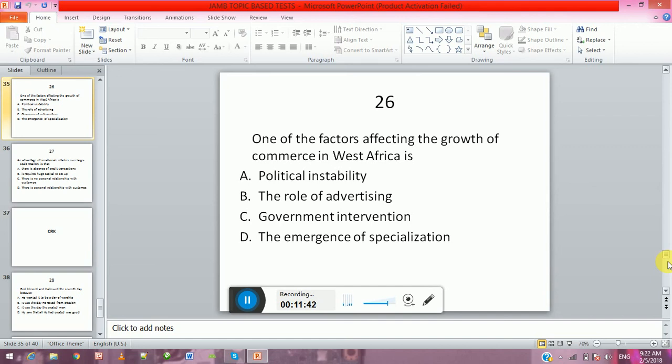One of the factors affecting the growth of commerce in West Africa is A. Political instability, B. The role of advertising, C. Government intervention, D. The emergence of specialization.